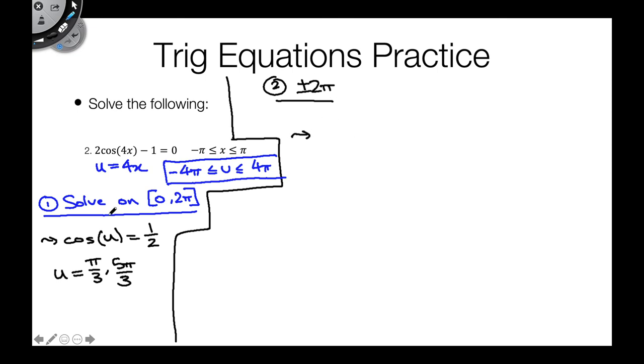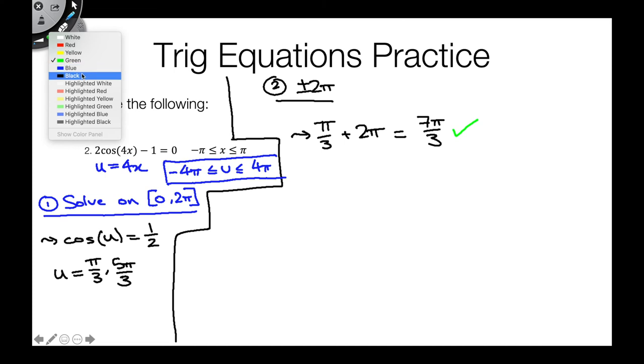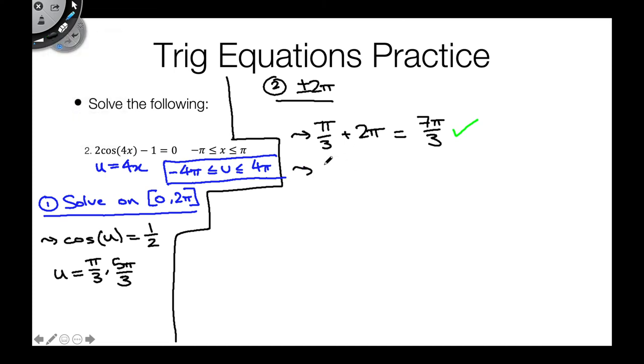We can start with pi over 3. If we add 2 pi, that's like adding 6 pi over 3, so that's going to be 7 pi over 3. Is that in our domain? It is. 7 pi over 3 is not quite 4 pi. Next we can add another 2 pi. So 7 pi over 3 plus 6 pi over 3 is going to be 13 pi over 3. Fortunately, that's a little bit beyond our domain, because 4 pi is equivalent to 12 pi over 3, and 13 pi over 3 just crosses over that, so that's outside our domain.